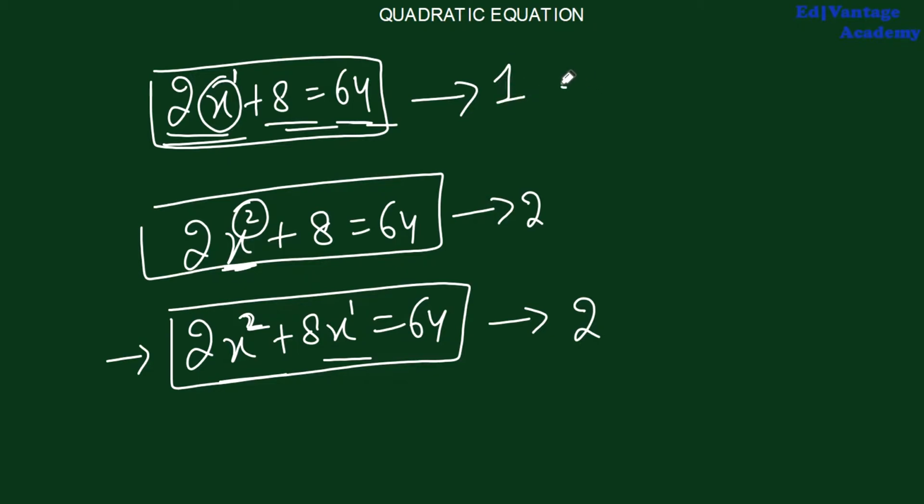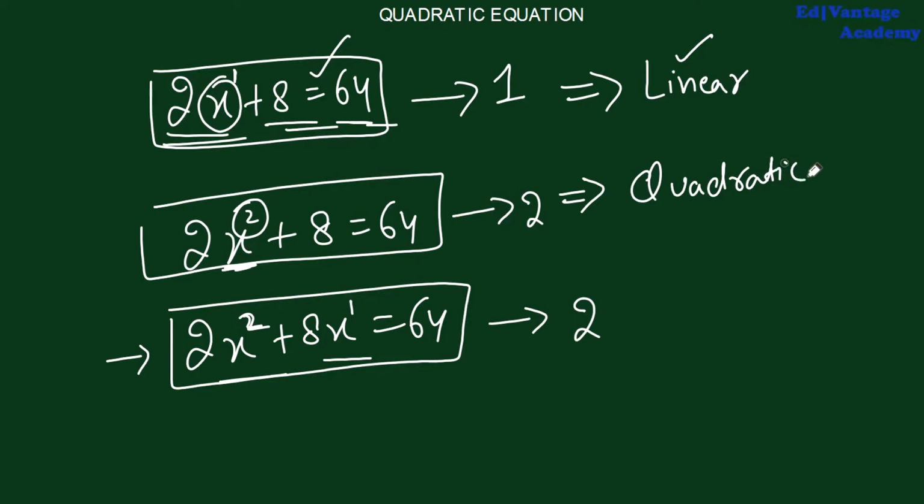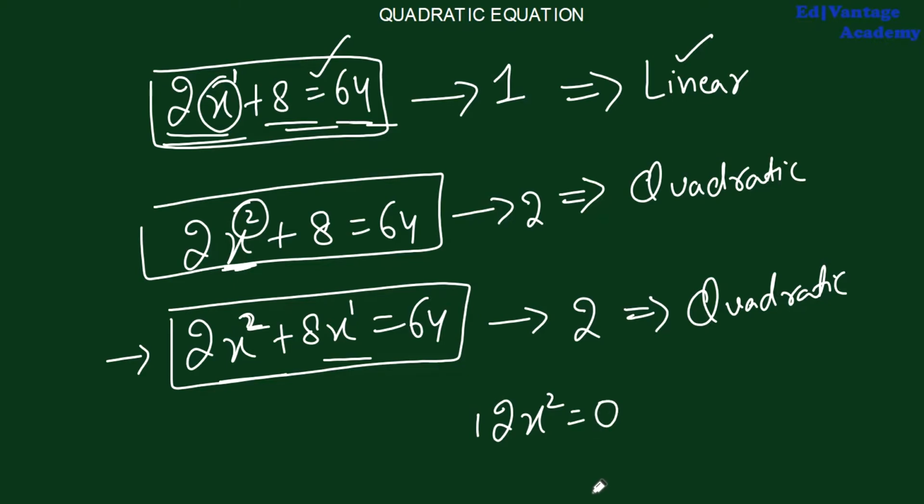When the highest power of the variable is 1, it's called a linear equation. It's an equation, right? But which equation? Linear equation. When the highest power is 2, it's called a quadratic equation. So this is also a quadratic equation. If I give you now 12x square is equal to 0, is this an equation? It's an equation. Which type of equation, linear or quadratic? You can see the variable is here, the highest power is 2. It's a quadratic equation.